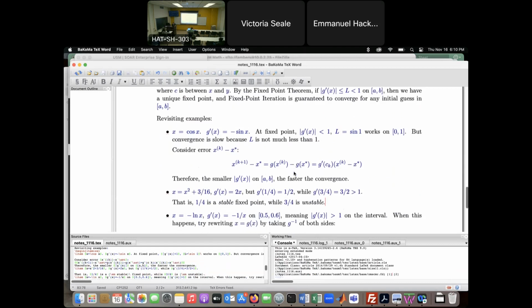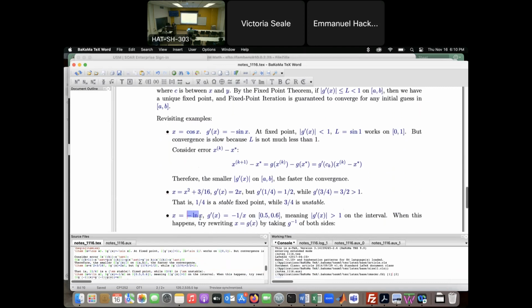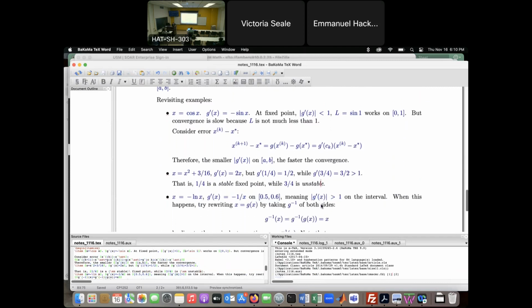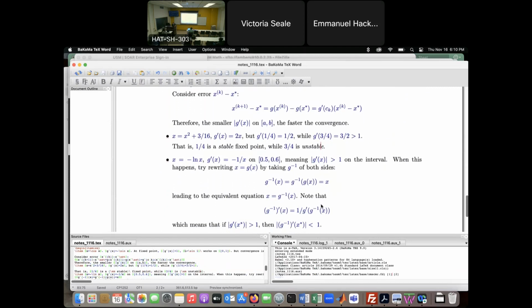And then finally, for this third example, x equals minus natural log of x. Okay, so you take the derivative of your g of x and you get minus 1 over x. But on the interval 0.5 to 0.6, you plug values from here into the derivative, and you're getting something greater than 1. Now, suppose this happens. You write your equation in the form x equals g of x, and you find your derivative is too large, and fixed point iteration doesn't work.